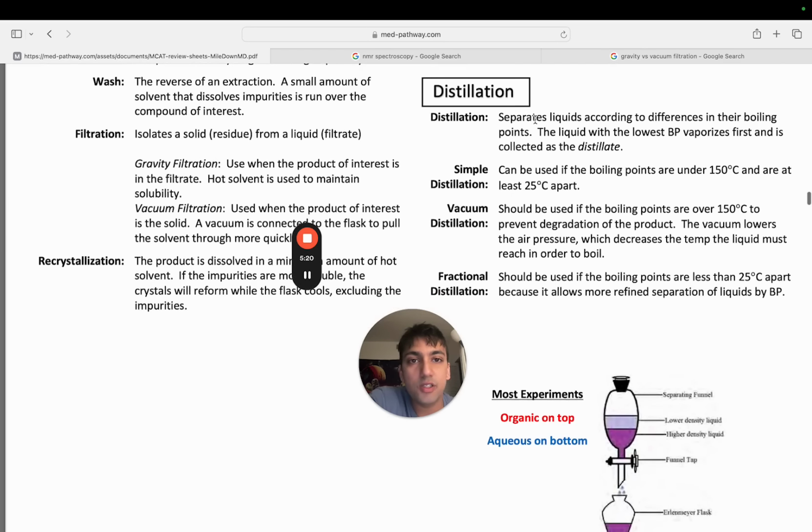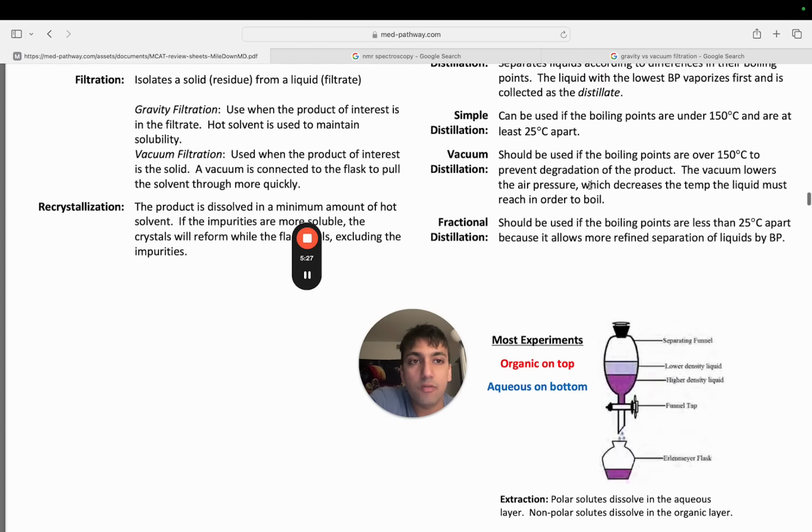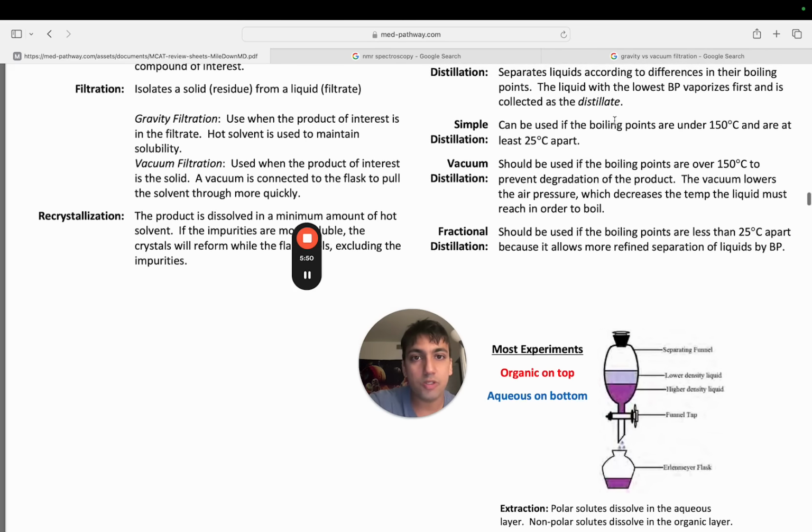Finally, there's distillation. Distillation is when you separate liquids according to their differences in boiling point. And the liquid that vaporizes first is the one that has the lower boiling point, and it's collected and called the distillate. So you'll basically heat up this liquid. Some of it will go on to this other side. That's going to be called the distillate. What's left over is going to be that different liquid. So because these two liquids in the mixture have different boiling points, you're able to separate them.